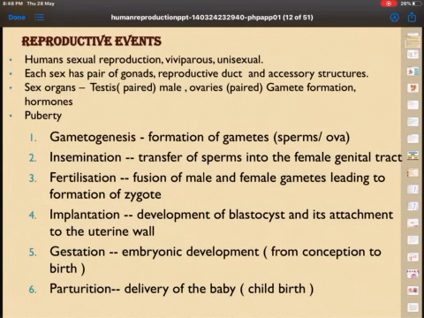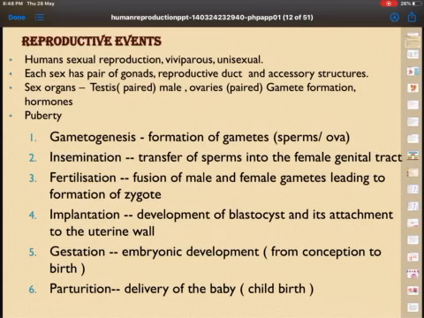Every male or female becomes biologically matured, and the stage at which this happens is called puberty. Normally in males it will be around 12 to 13 years, and in females as early as 10 to 11 years. So there are certain steps that take place.